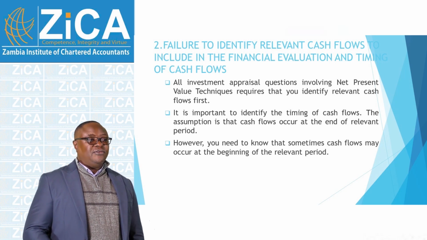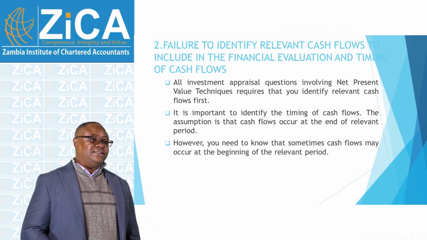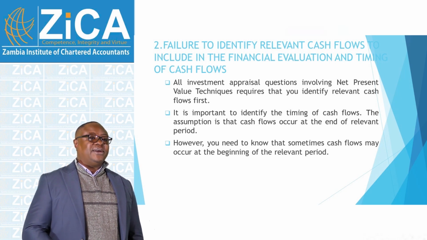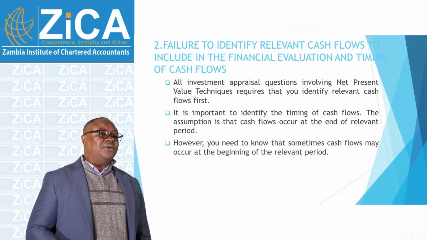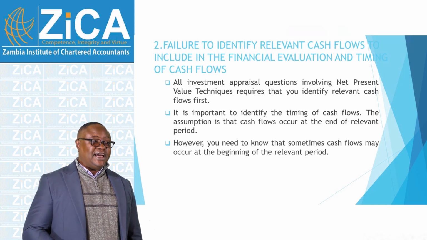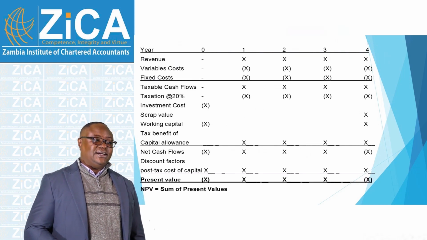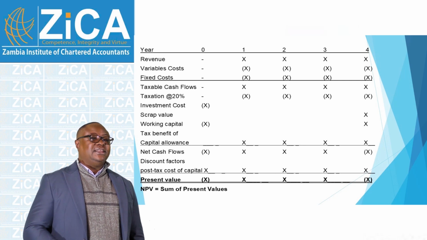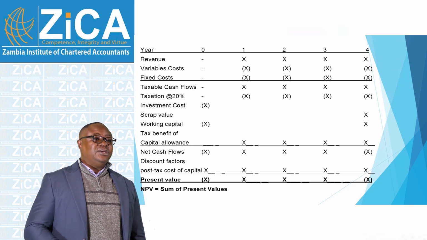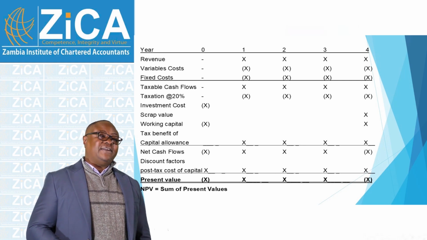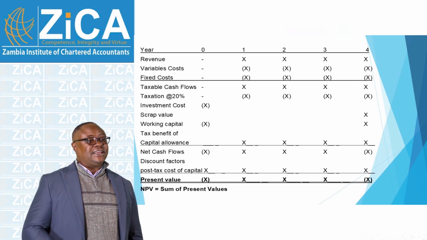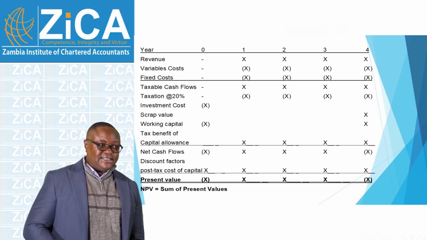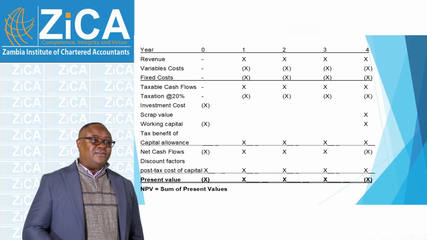Let me move on to show you the format and why we are saying you need to identify the relevant cash flows. The common relevant cash flows are in this table on your screen. You need to identify the revenue. You need to identify any variable costs. You need to identify fixed costs, and these fixed costs, like I have already indicated, need to be incremental fixed costs.